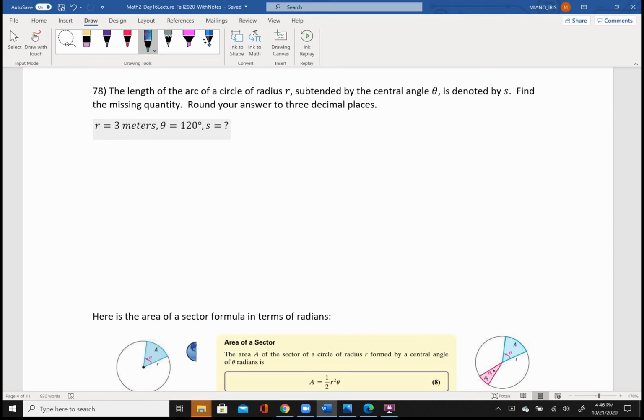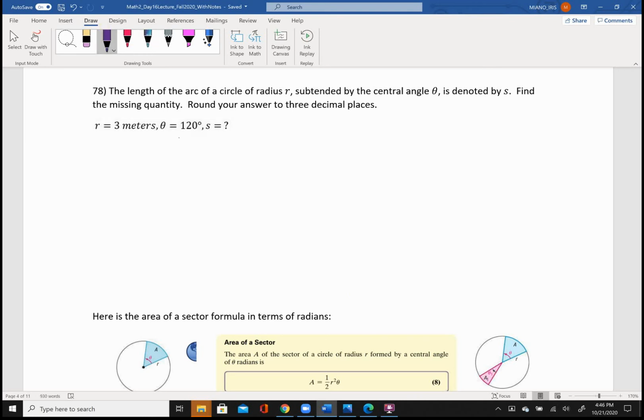Okay, great. So again, let me just start from the beginning and read the prompt in its entirety. The length of the arc of a circle of radius r, subtended by the central angle theta, is denoted by s. Find the missing quantity. Round your answer to 3 decimal places. Okay, so r equals 3 meters. The angle in question is 120 degrees, and we're trying to find s, right?